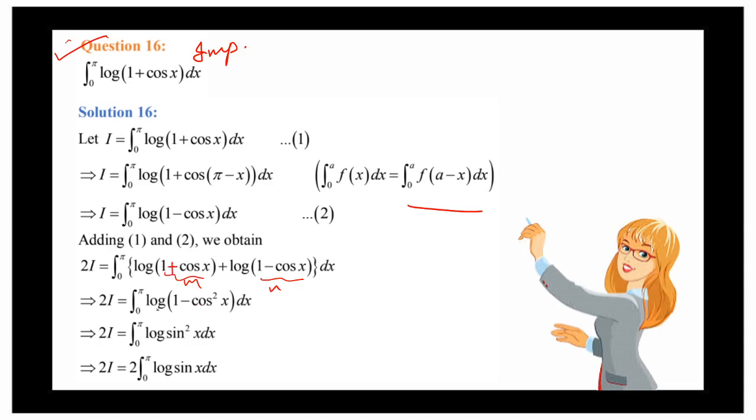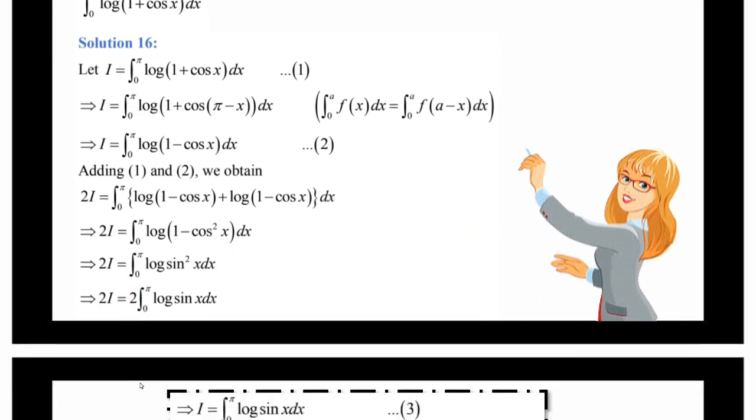This is 1 plus cos x, right? Log of 1 plus cos x plus log of 1 minus cos x, and log m plus log n is equal to log mn, right? And what is m? m is 1 plus cos x, n is 1 minus cos x. Apply the property: 1 minus cos square x, which is sin square x, and then another property, log m raised to the power n is equal to n log m. So this 2 will come here and we take it outside because it is a constant. This 2 and this 2 will cancel out.